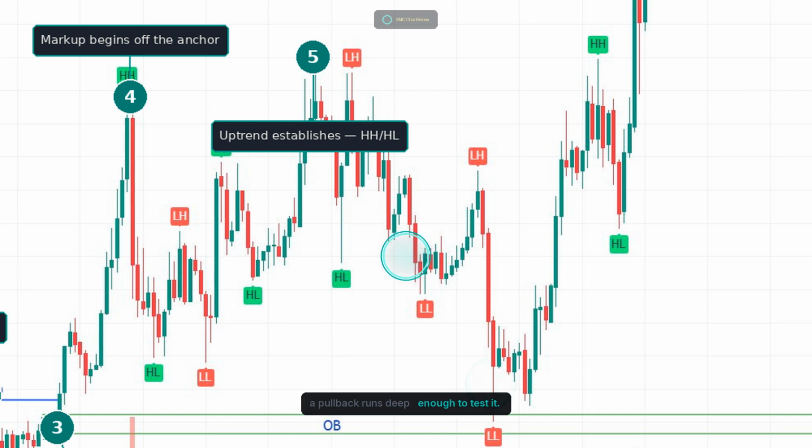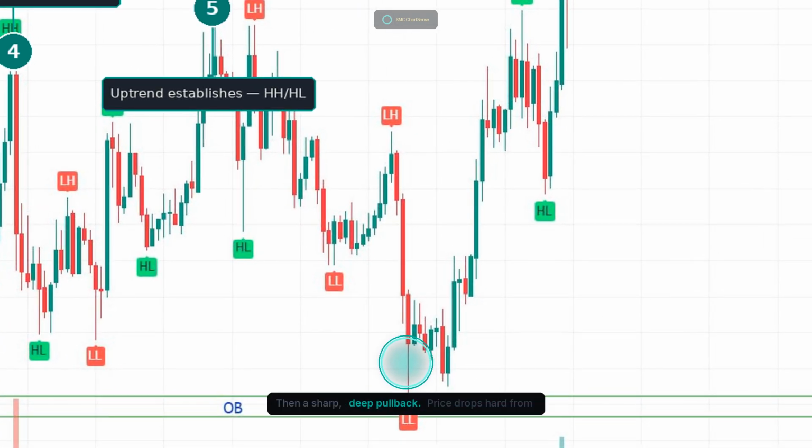Then a sharp, deep pullback. Price drops hard from the highs, far steeper than the routine pullbacks, driving all the way back toward the anchor. The first test of the trend's foundation since it began. A drop like this is where most lose the trend. It's steep enough to look like a reversal. It shakes out weak holders and tempts a bearish flip at the wrong moment.